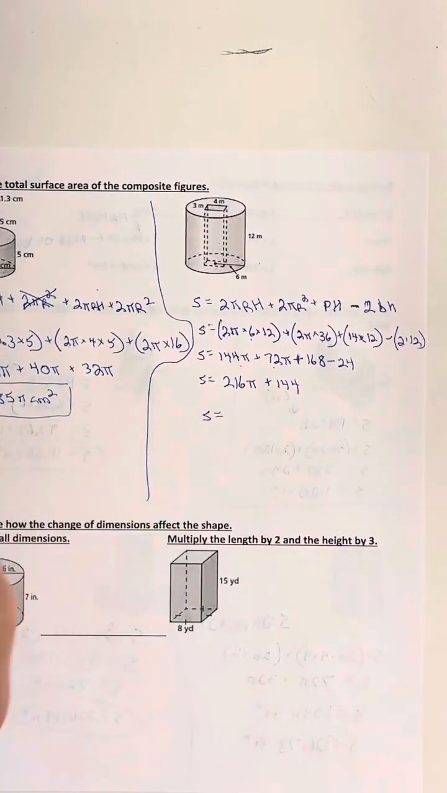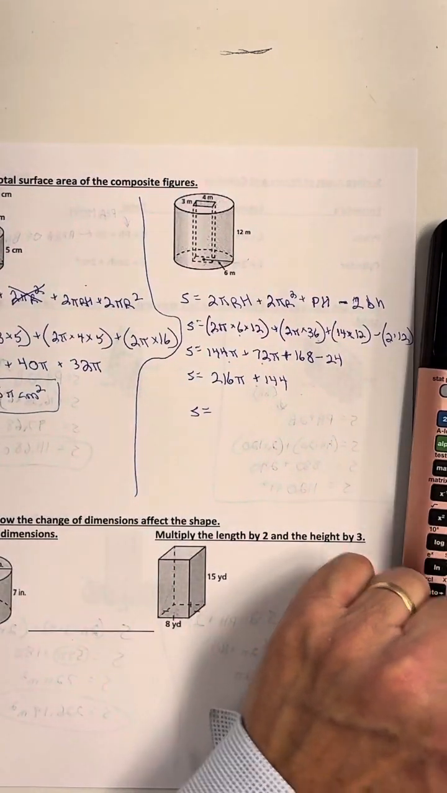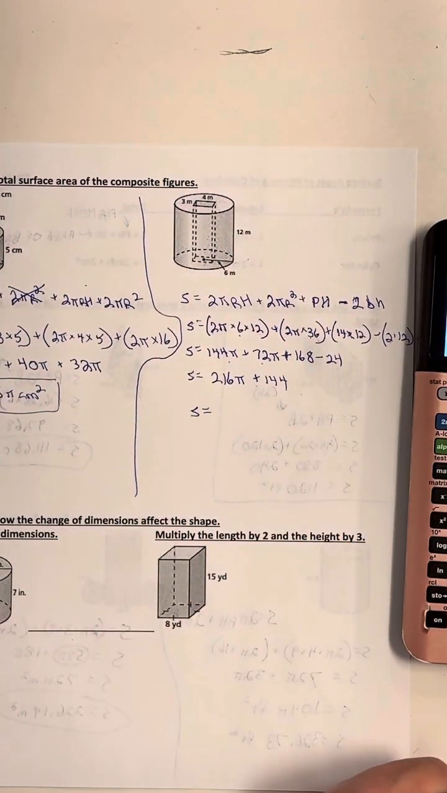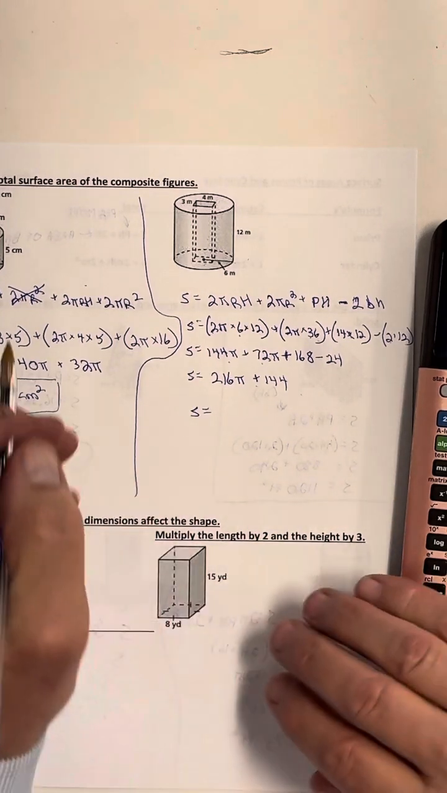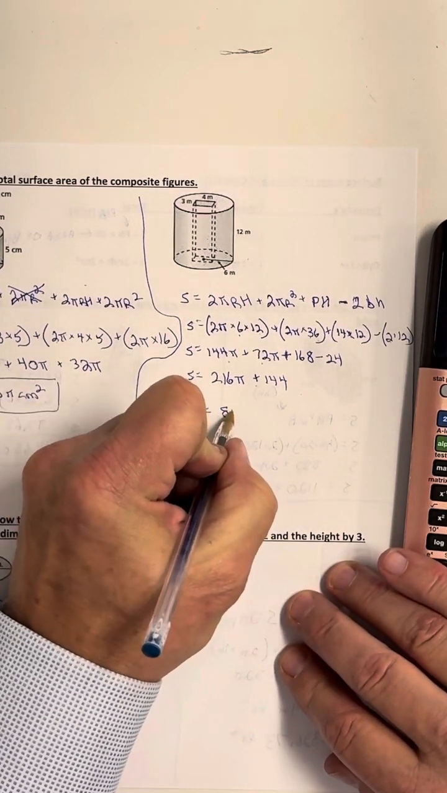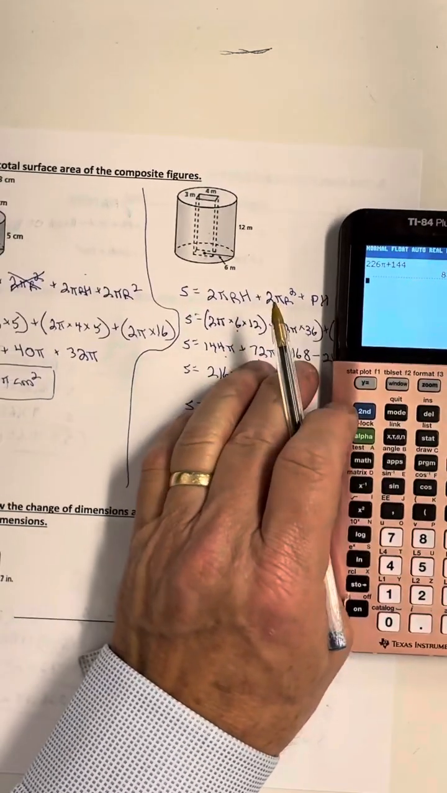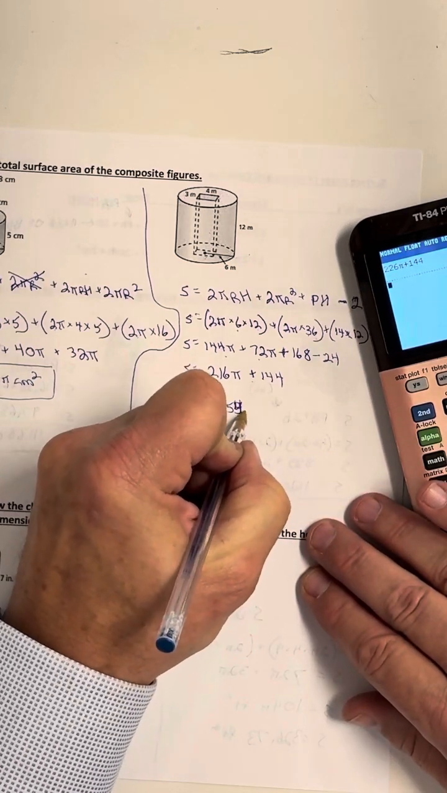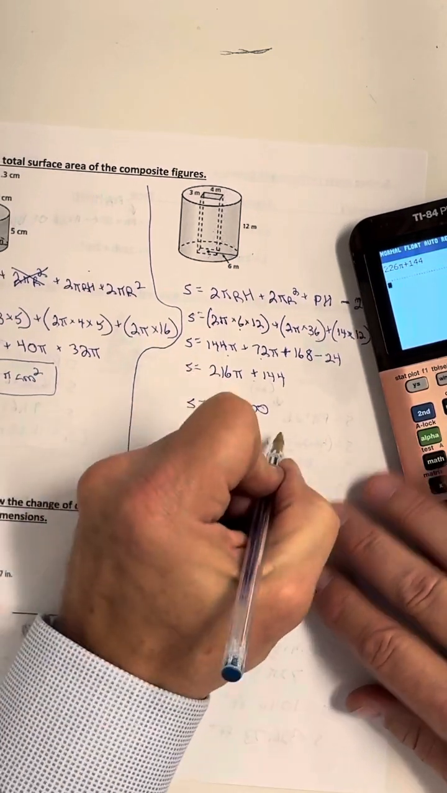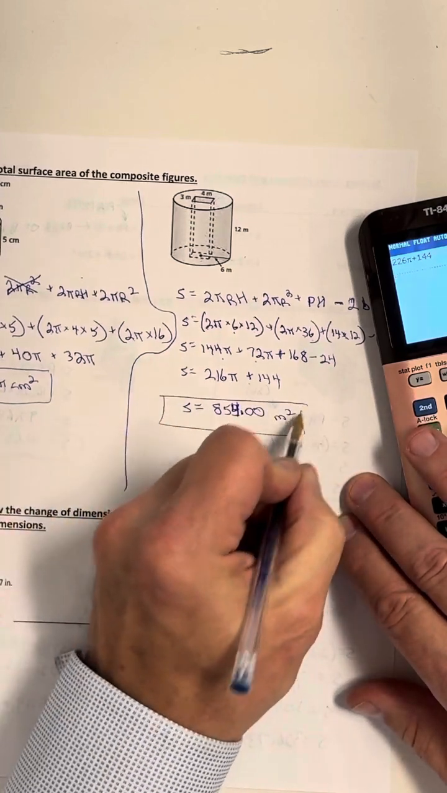As a decimal, it would be 226 pi plus 144. 853, actually 854.00 meters squared. That's the surface area of that figure.